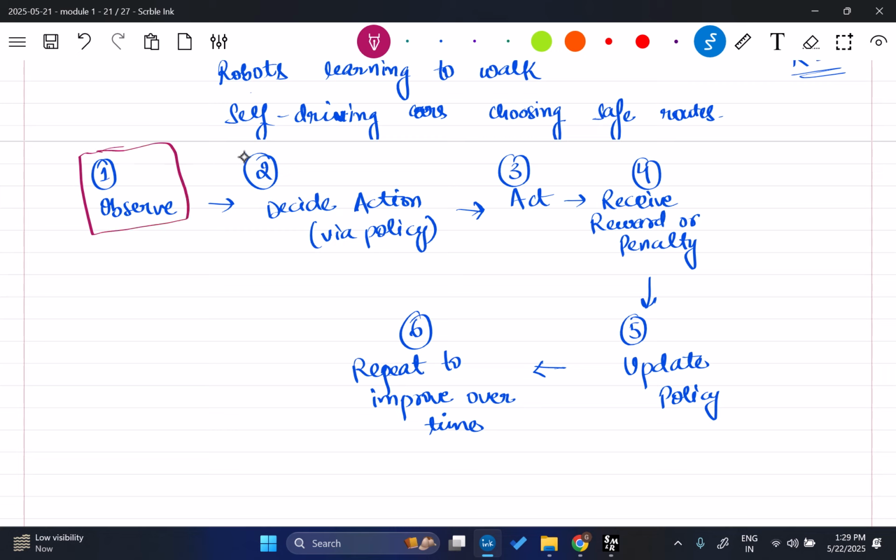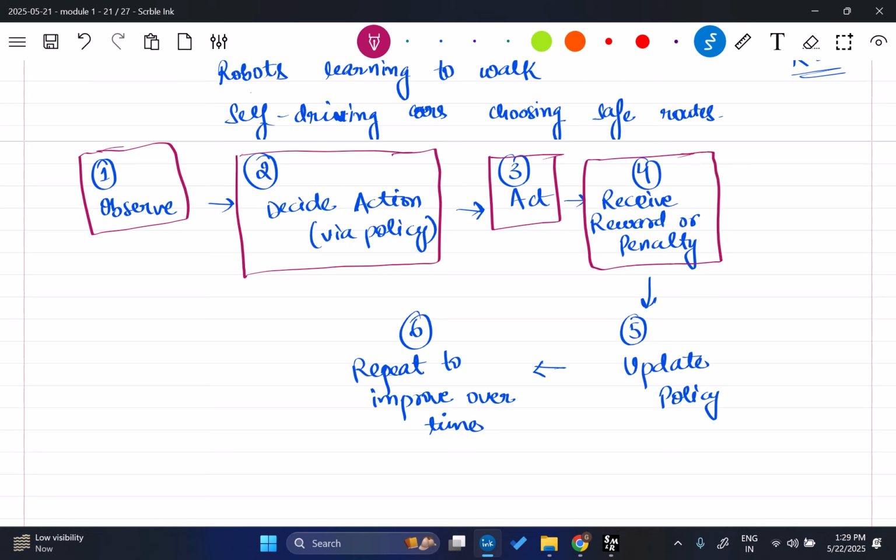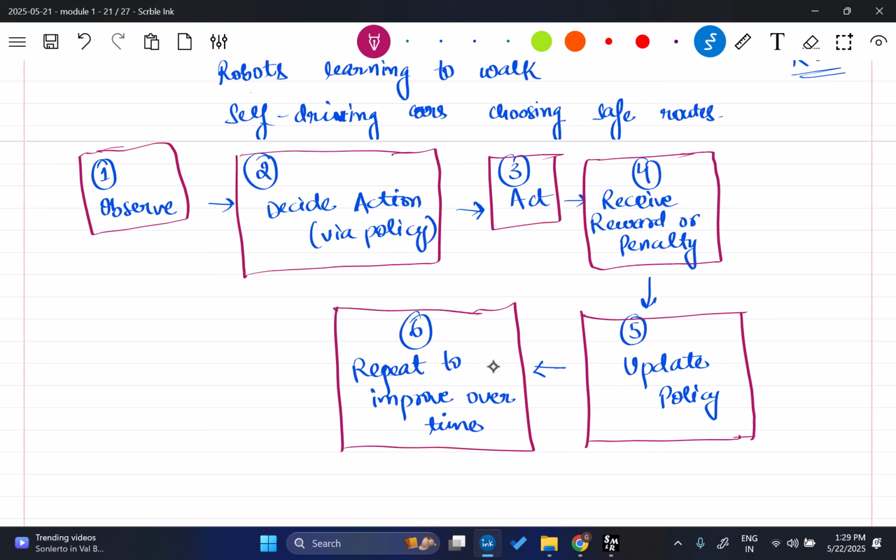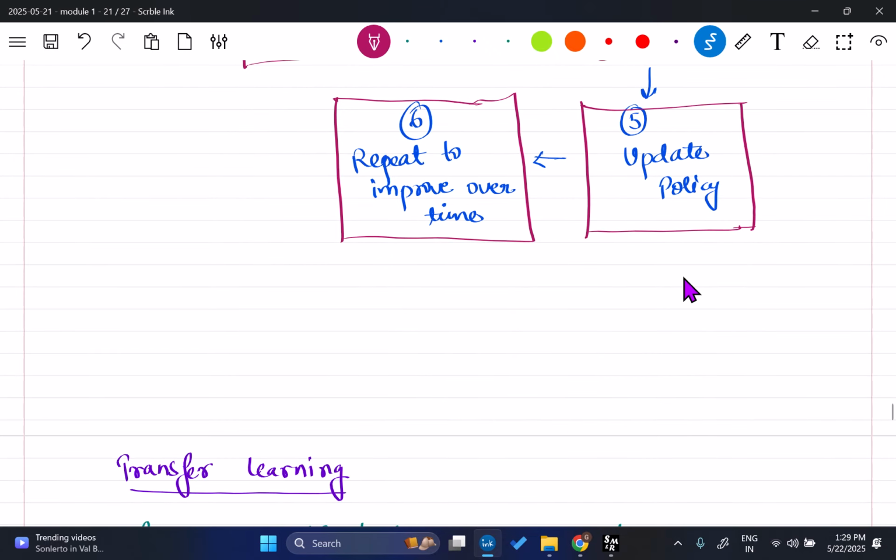First of all, the agent is going to observe the environment and decide the action to be performed based on the policy, and once decided, act accordingly. Then based on the action, the pet or the agent, whatever we are talking about, will receive a reward or a penalty. If there is a reward, it is going to proceed more in that direction, and if there is a penalty, it is going to stop. Based on that, it updates the policy and repeats so that the overall output improves over time. So this is the basic steps diagram of the reinforcement learning concept.